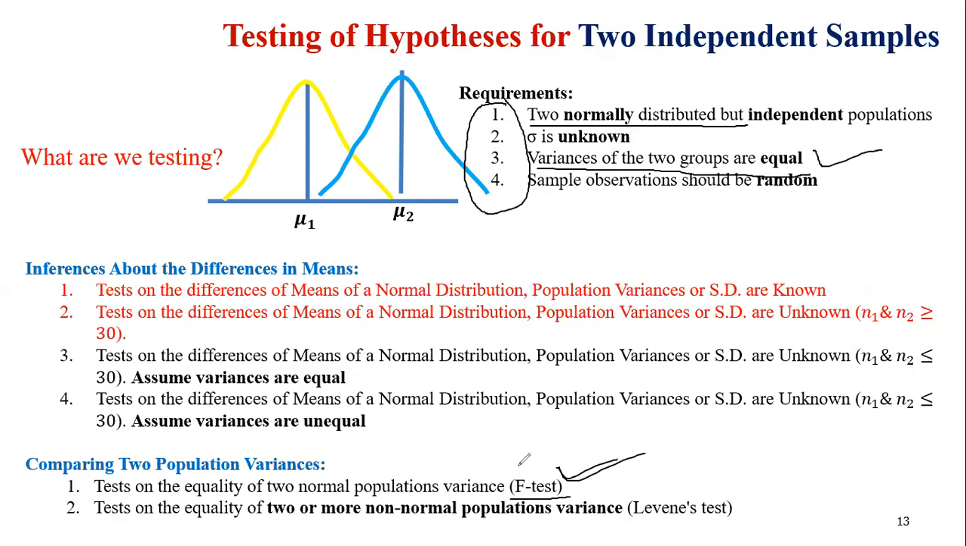But make sure the F test can be applied only when the data is normally distributed. If the data is not normally distributed, then we can apply Levene's test. We will also discuss this test. Basically, I will use Minitab to apply all these four tests, but first of all, we will go step by step.